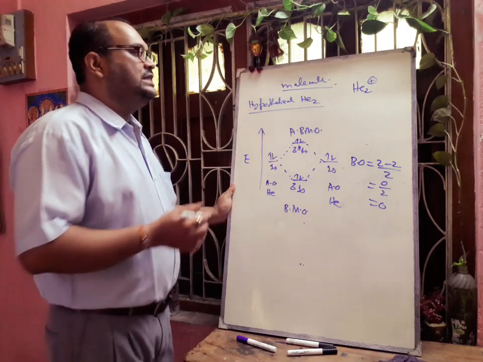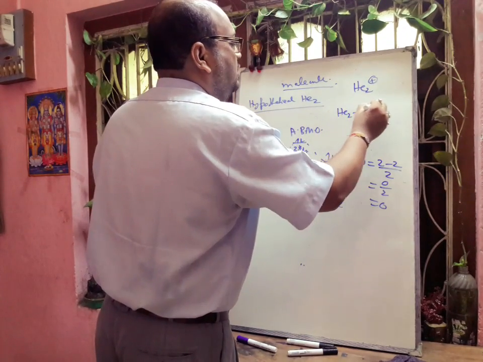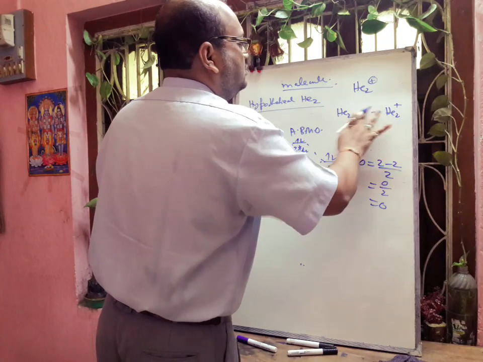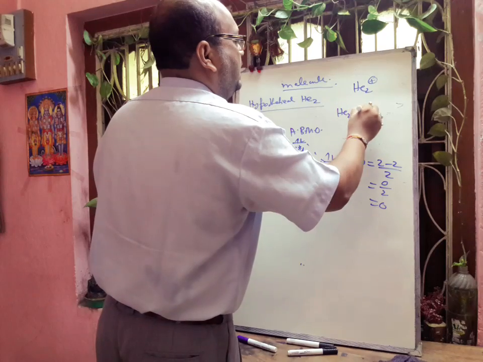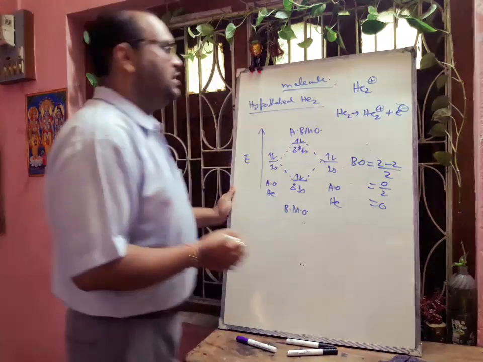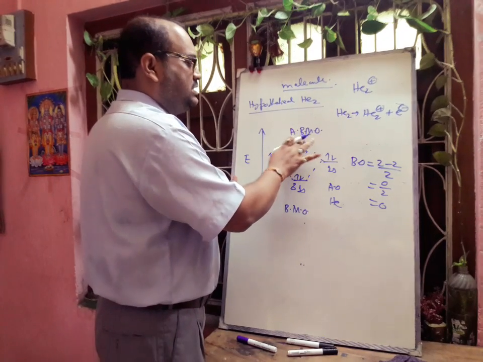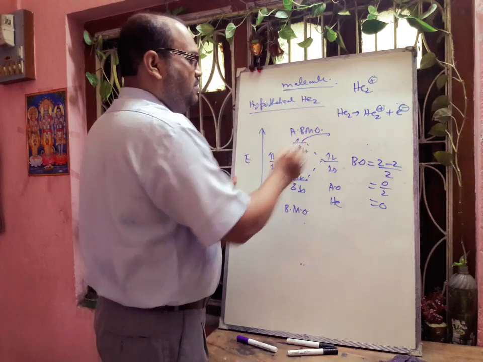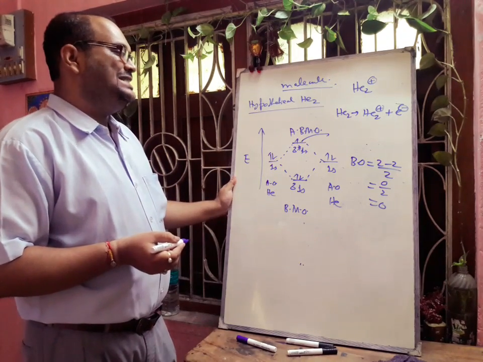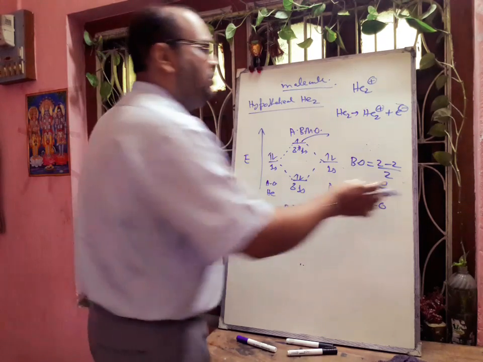So here He2 plus means that from the He2 molecule there will be loss of one electron, forming He2 plus. This side you can also write, forming He2 plus and an electron. Now from where will this electron go? It will go from the anti-bonding molecular orbital.